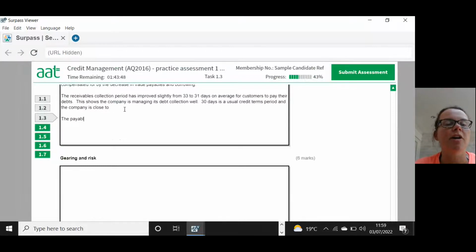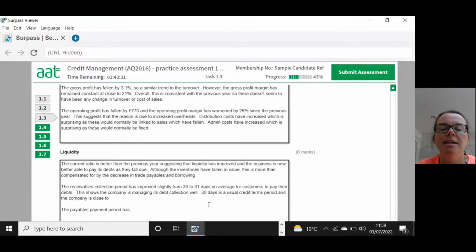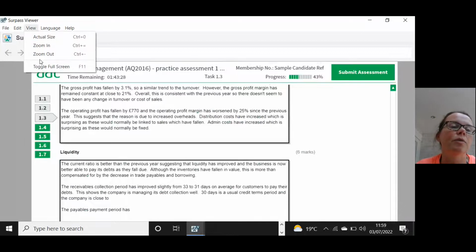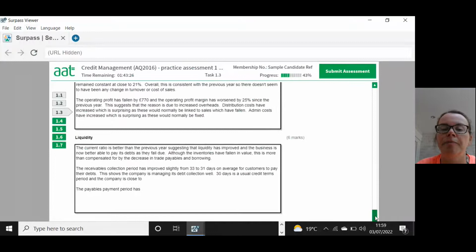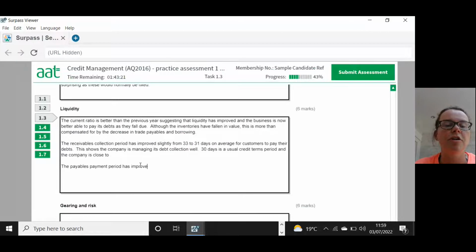And then the third paragraph, the payables payment period, you look and see what's happened to it. So payables, that's gone from 42 to 35. So they're paying their suppliers more quickly. It has improved from 42 to 35 days on average to pay their suppliers.